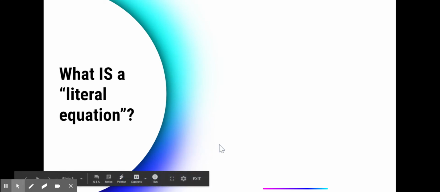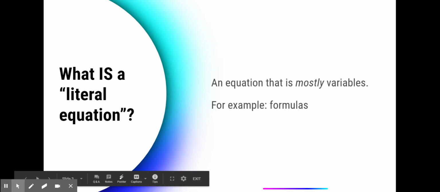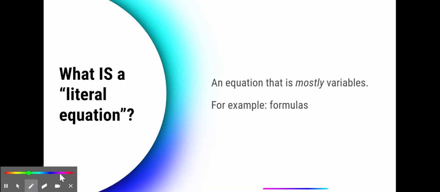Okay, so what is a literal equation? Well, a literal equation is an equation that is mostly variables. So, for example, formulas are literal equations. All right. So, you learned last year the area of a circle. The area of a circle is pi times the radius squared. Since that is mostly variables, pi is a number, but we write it with a symbol, right? That is a literal equation. And the deal with literal equations is, well, what if I wanted to solve for r? What if I wanted to write r using a and pi? That's what we're going to learn how to do with literal equations.